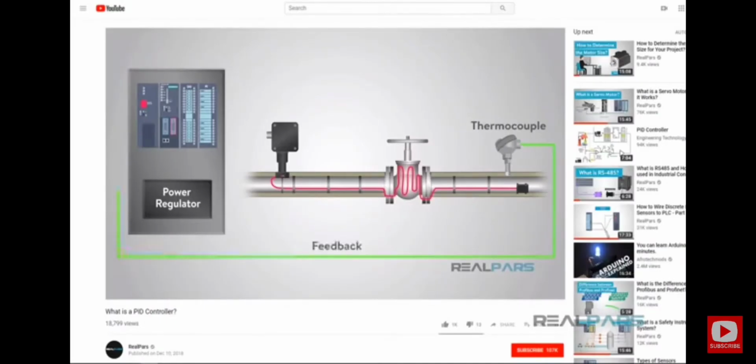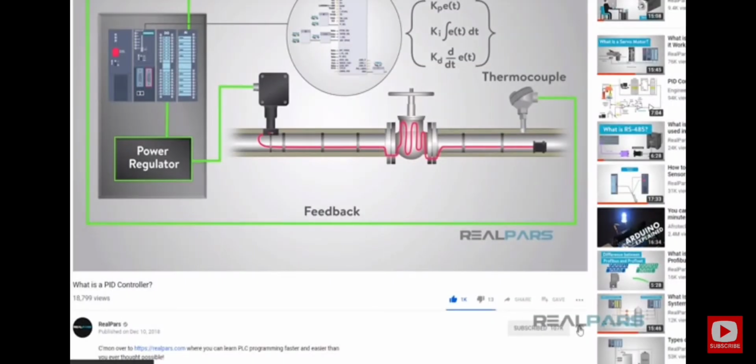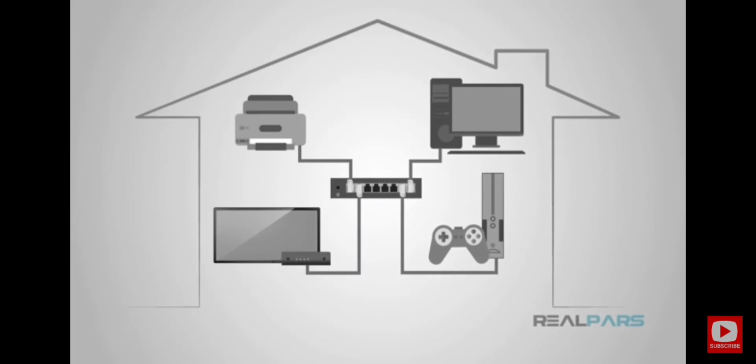Before we get started on notifications of new RealPars videos, let's talk about networking computers and other devices in a local environment, such as a home or a building. This local environment is defined as a LAN, or Local Area Network, and it connects multiple devices so that they can create, store, and share information with others in the location.